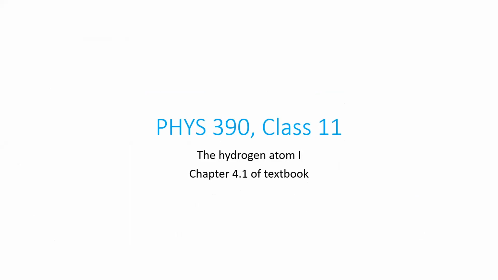Okay, hello class. Welcome to Physics 390 class 11. This class will be on the first part of our treatment of the hydrogen atom. It's chapter 4.1 of the textbook. This is where we'll establish the three-dimensional Schrodinger equation.